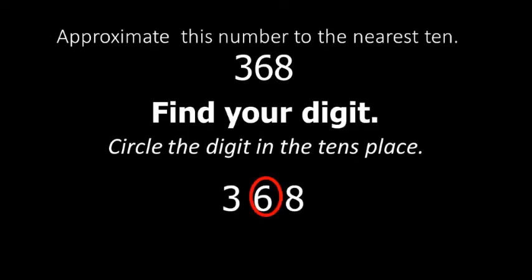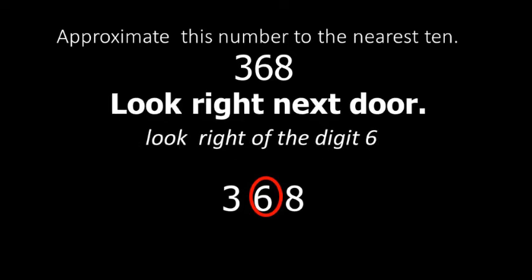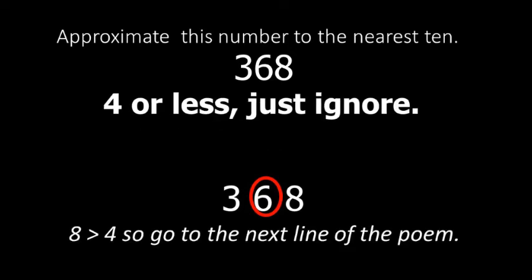Let's see the second example. In the second example, approximate this number to the nearest 10: 368. First, remember the poem. Find your digit. So I'll circle the digit which is in the tens place. The tens place is 6. Now, look right next door. So I look right, it will be 8. The next rule is 4 or less, just ignore.